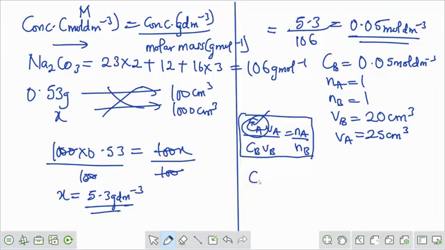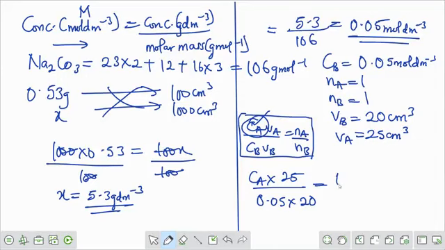So CA: what's our VA? 25. What's our CB? 0.05. What's our VB? 20. You notice that I don't convert my VA and VB. The reason is that VA is in cm cube and my VB is also in cm cube, so they cancel each other out. But normally when they ask you to find the number of moles of acid, you have to convert your volume to dm cube by dividing by 1000. If you like, you can convert both, because dm cube is the standard unit for volume under this topic.